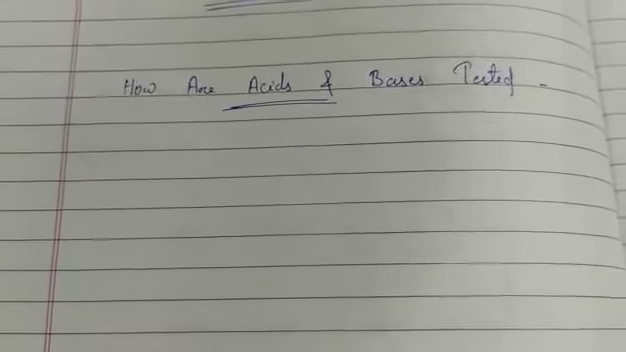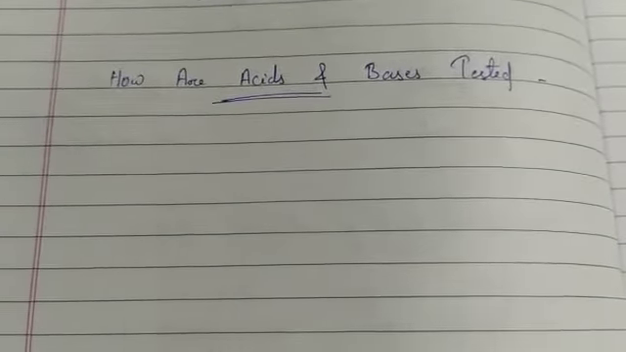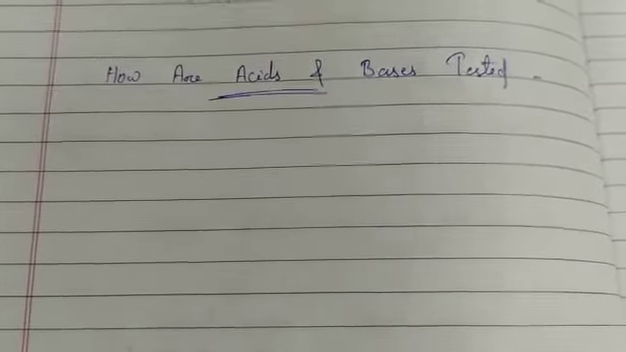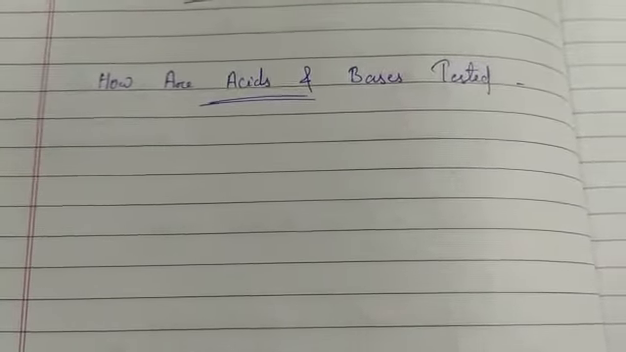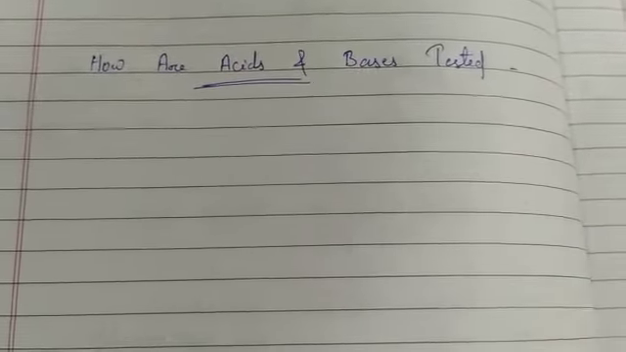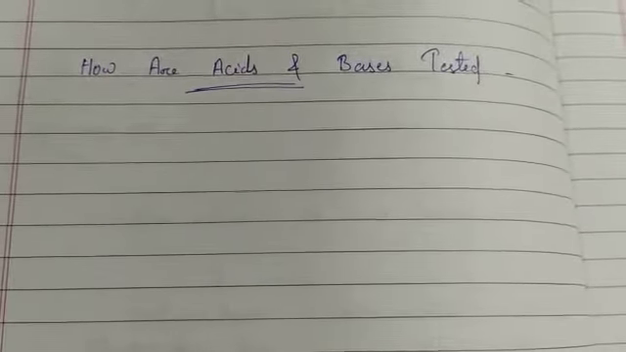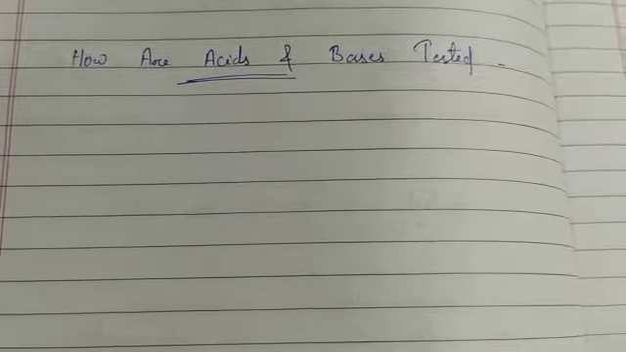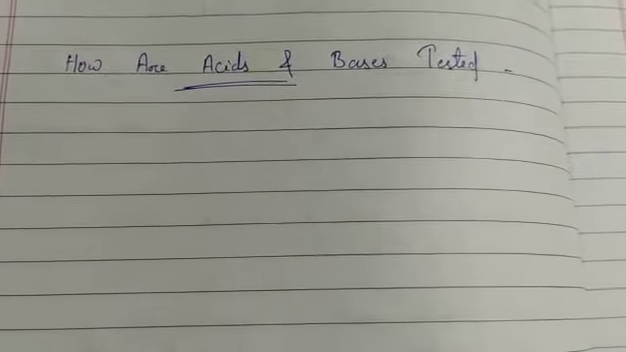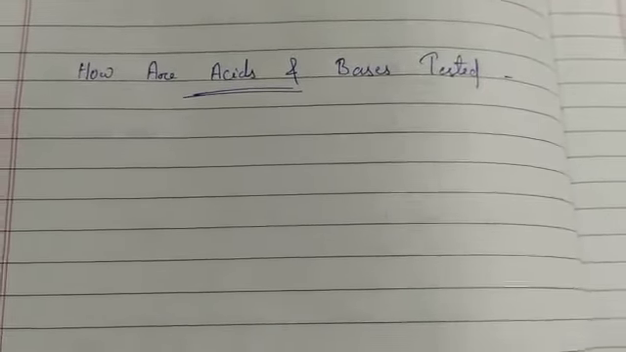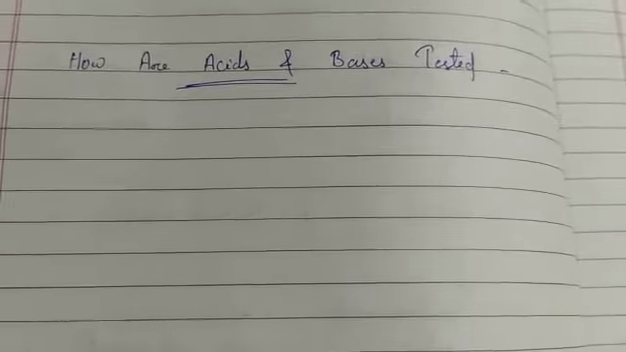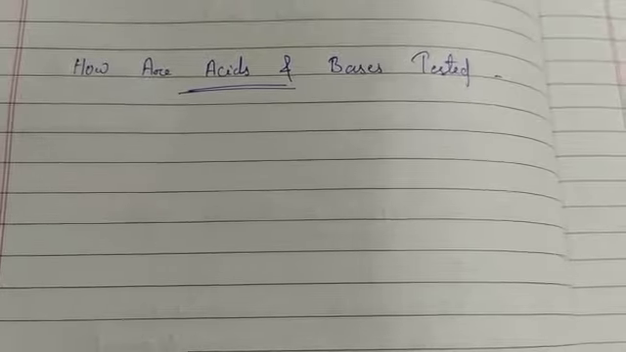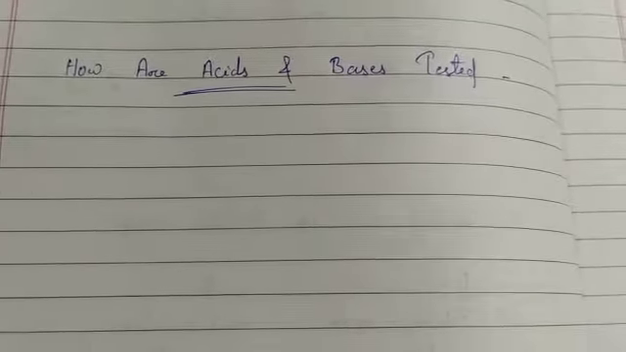So in the previous class we had discussed what acids and bases are, and how we will identify them. I had told you acids are sour in taste, and bases are slippery to touch and bitter to taste. But this is not the method of detecting an acid or base. This is not a good method, because we should never taste any chemical substance.